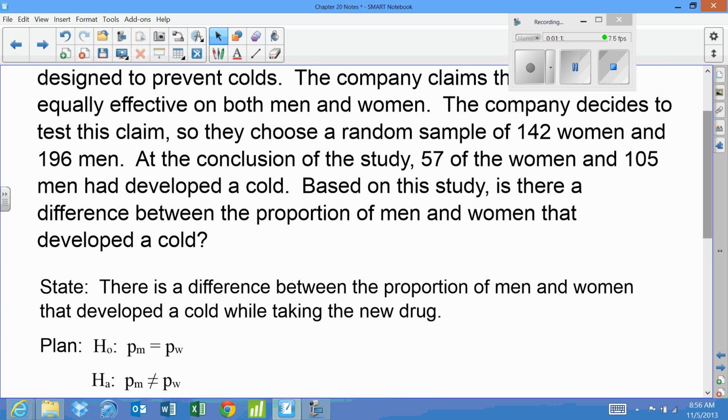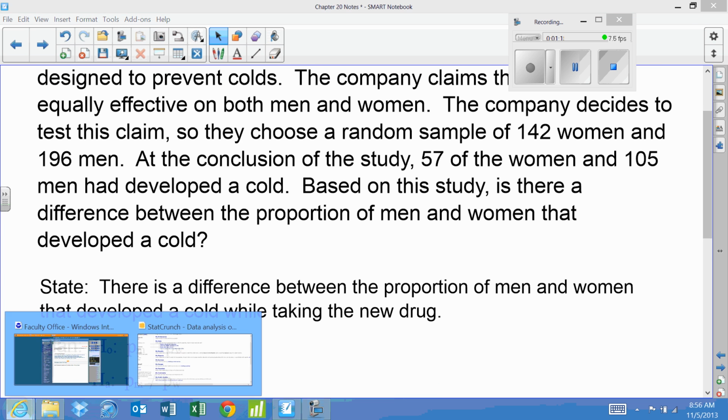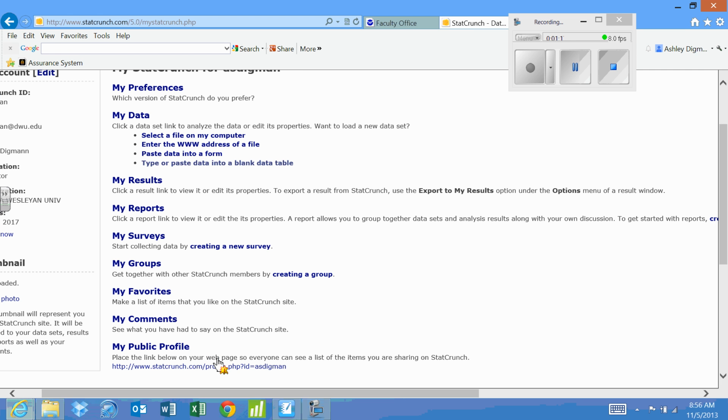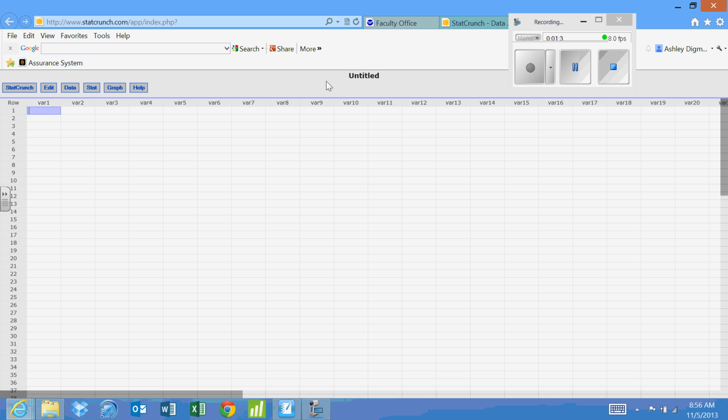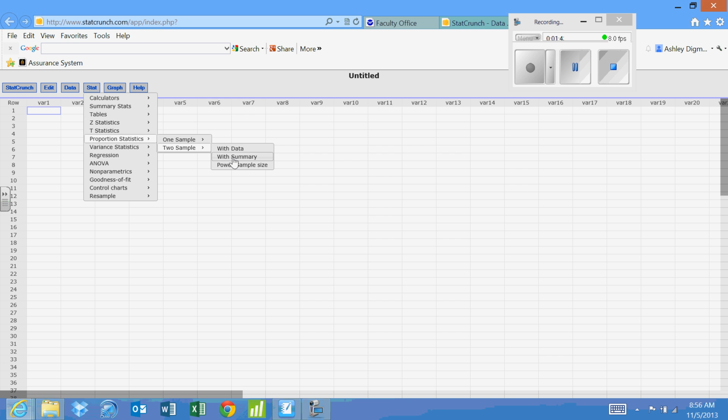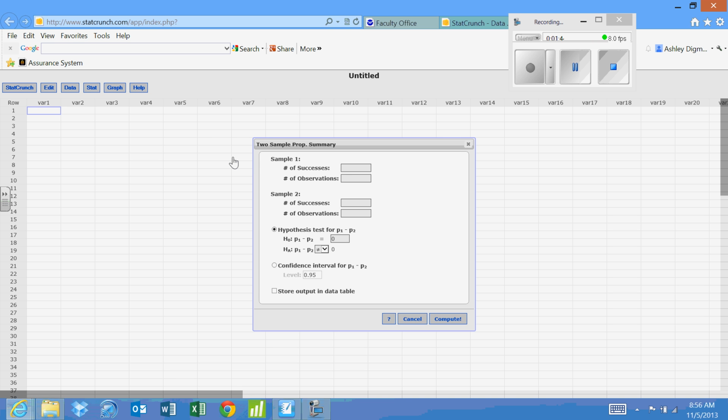So let's go over to StatCrunch and run this test. We're going to go to Stat, we're going to do proportion statistics, and we're going to do a 2-sample. And we're going to do with summary, because as you can see, they're giving us the information.